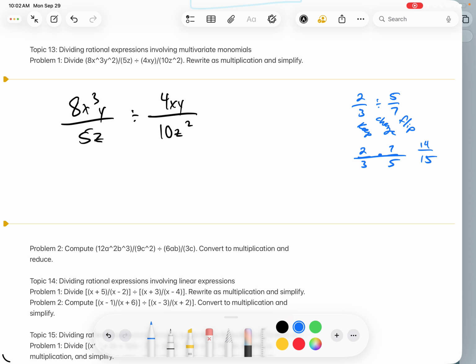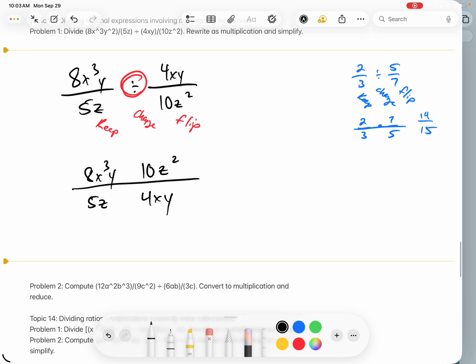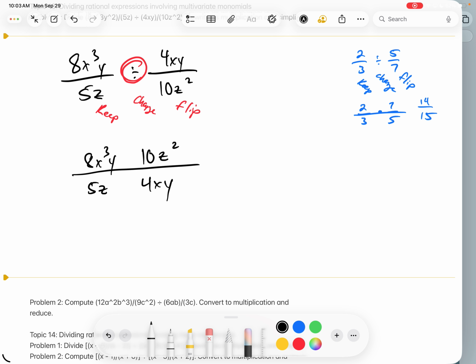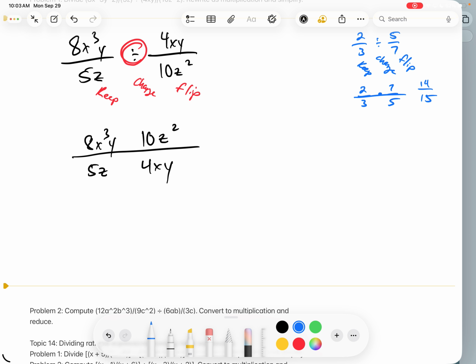Okay? So as soon as we see this divide sign, we think keep, change, flip. So if I was rewriting this problem, I would keep the first one like it is. Change it to multiplication, so I drew the bar all the way across, and flip the second one. So now let's multiply. You can kind of simplify first on these, but I think it might be easier just to multiply and do it.